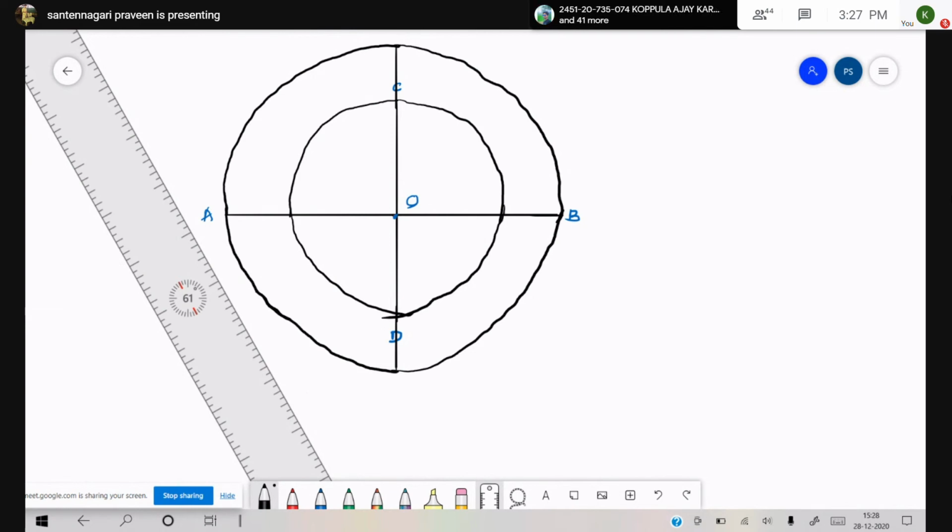My question is, whatever circle it may be, whether it's the CD diameter circle or the AB diameter circle, how do I divide this into equal parts? A circle can be divided into equal parts. Can it be done? A line passing through the center. Can a circle be divided into equal parts?